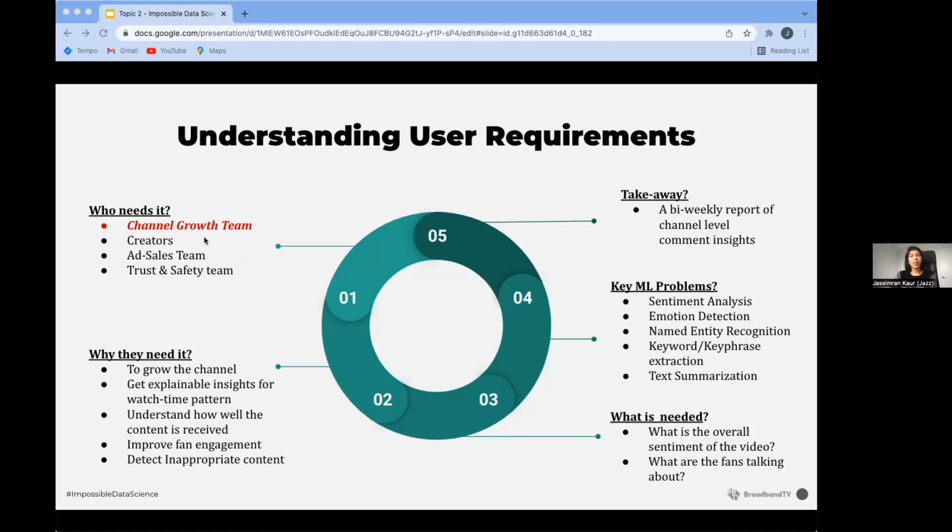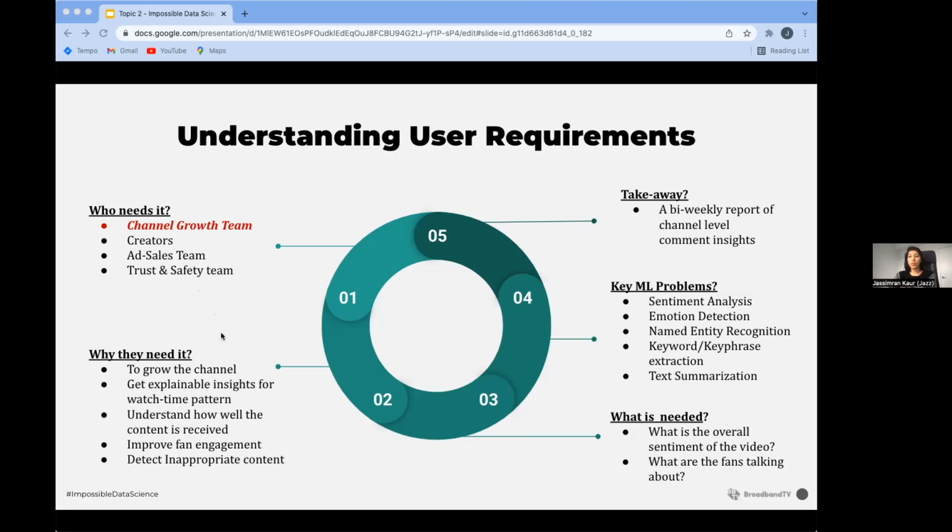So then we thought, okay, we're going to do this for the channel growth team. Let's see who could be other stakeholders, who else can benefit from this. Probably creators, because they want to know who their fans are, what they are talking about, and improve the engagement. It could be our ad sales team, because ad sales is always looking for content with a lot of fan engagement, possibly positive fan engagement, so that they can bring in a lot of views for the people who want to advertise.